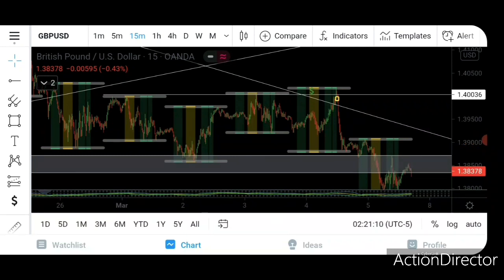So here we are taking a closer look at GBPUSD on the 15-minute time frame, and what we see during the week is a clearly defined range with a high and a low. Thursday, during the New York kill zone, there was a break of the range, at the same time a break of the trend line.